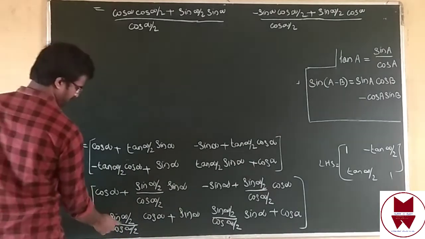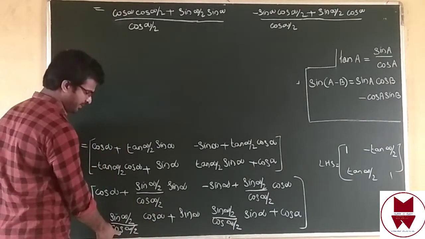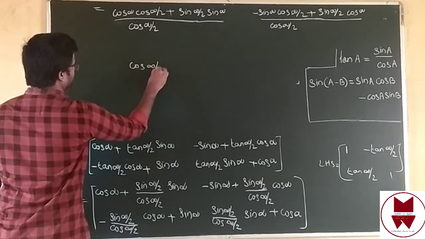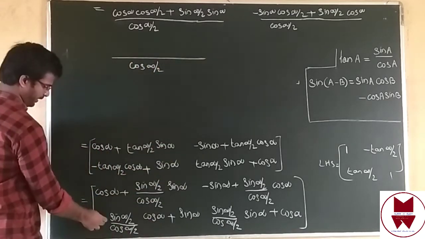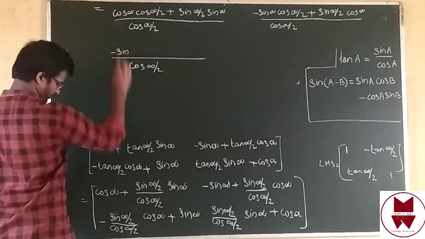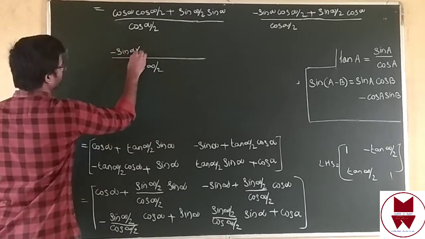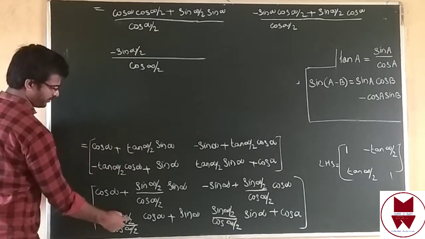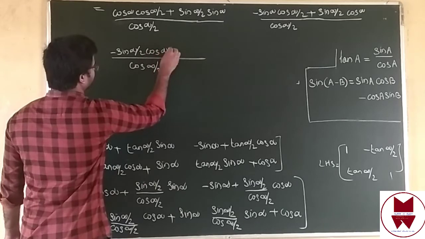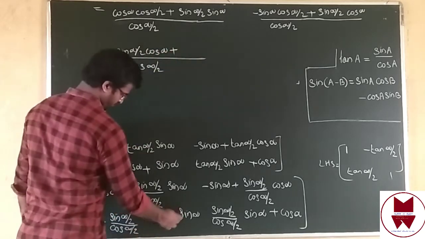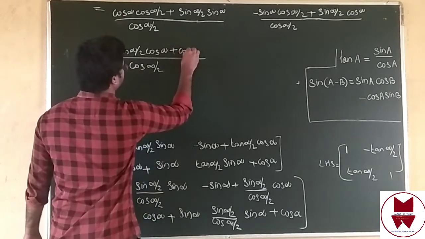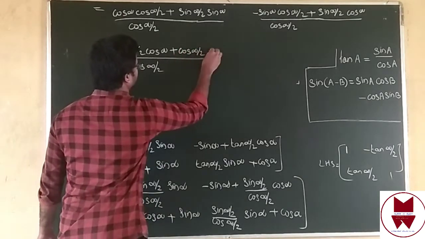Then second part, in here also take LCM. What is LCM? LCM is cos alpha by 2. We can write cos alpha by 2, and then minus sin alpha by 2. Then cos alpha, plus this to multiple. That is cos alpha by 2 sin alpha.